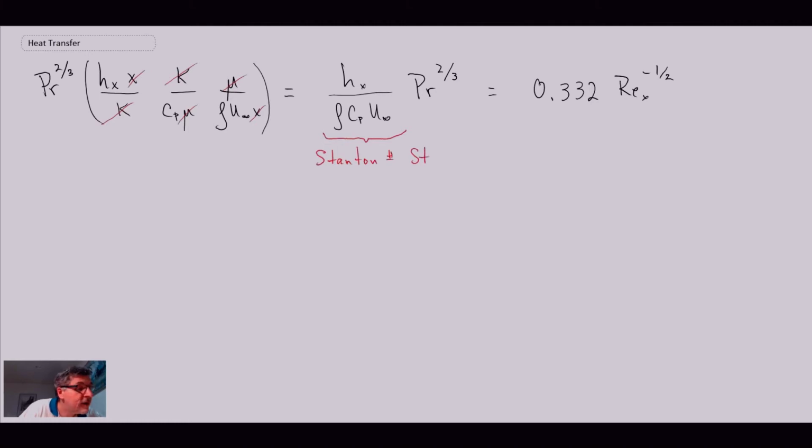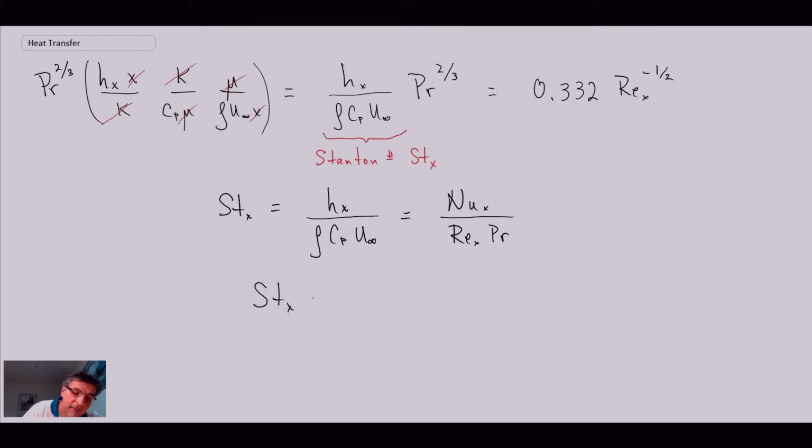And it is given the symbol St_x. Do not confuse it with the Strouhal number. We always have different numbers with hopefully different letters, but in this case it looks like they're the same. Anyways, okay, so what do we get here? We get St_x. So that is the definition of the Stanton number, and then plugging it into the above relationship, what we get is Stanton number, Prandtl number to the 2/3 is related to the local skin friction coefficient divided by 2.